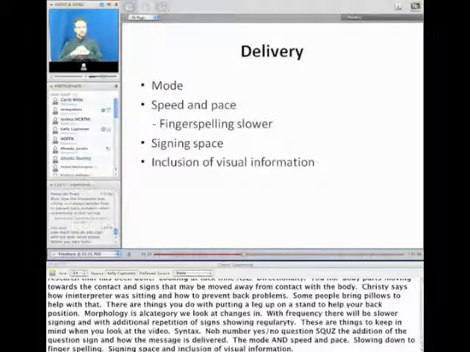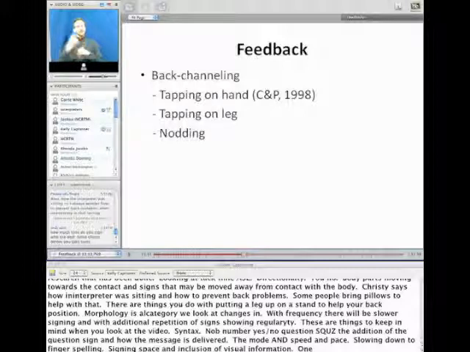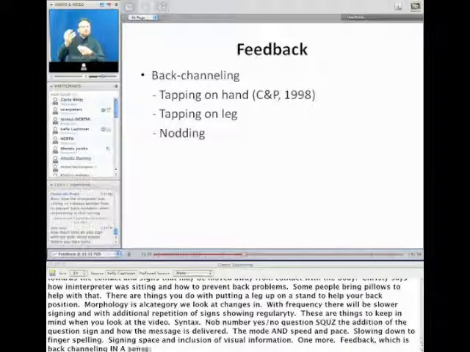Okay, and one more. And then feedback, which is back channeling in a sense. So keep in mind if you see any of this also. There could be tapping on the hand or tapping on the leg or nodding or any feedback that you're getting, back channeling feedback from the person.